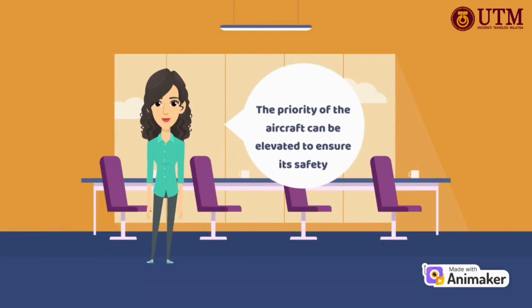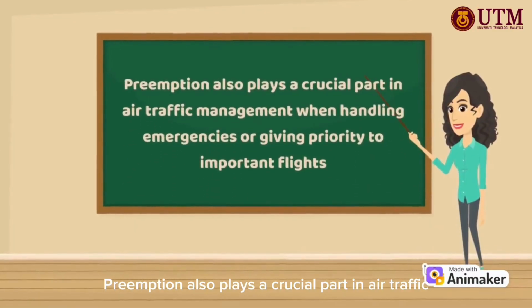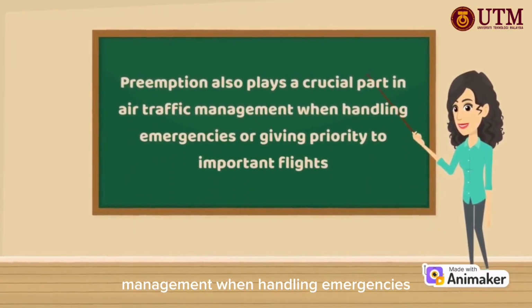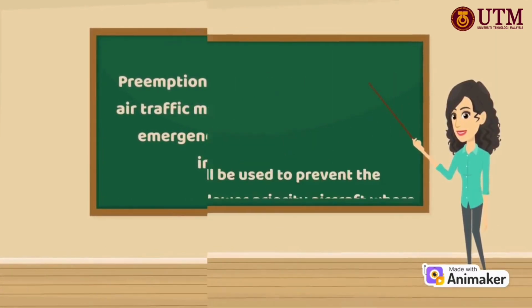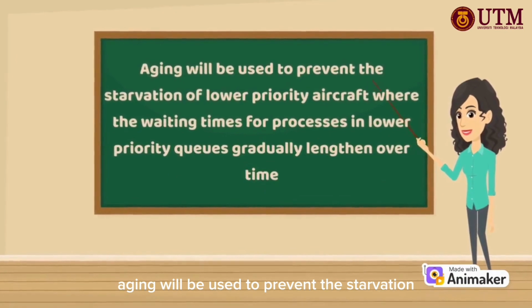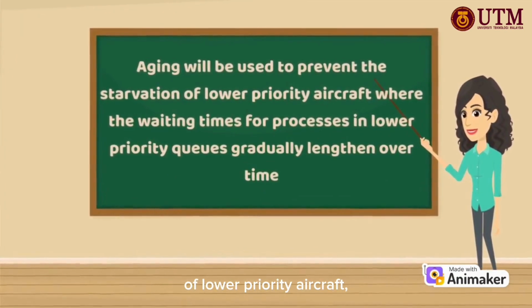ensure its safety. Preemption also plays a crucial part in air traffic management when handling emergencies or giving priority to important flights. Additionally, aging will be used to prevent the starvation of lower priority aircraft, where the waiting times for processes in lower priority queues gradually lengthen over time.